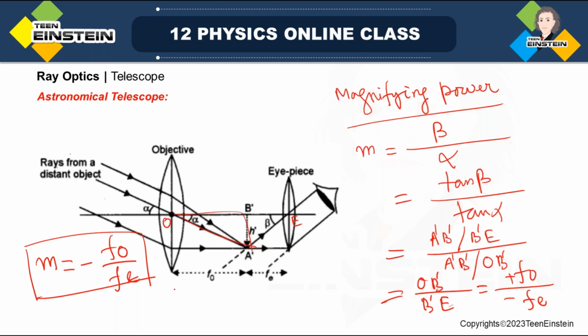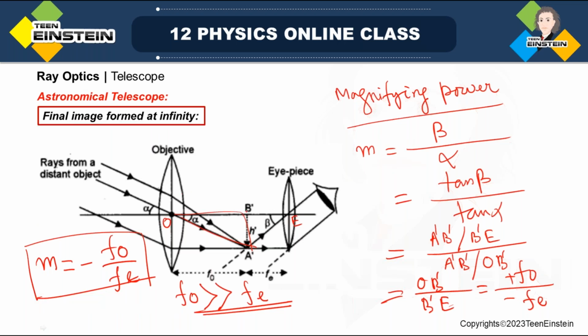Okay. So in this case also, the magnifying power will be larger if the focal length of the objective is much larger than the focal length of the eyepiece. So this is all about astronomical telescopes and their uses at different settings. Okay, so I'm not going to repeat it here again. Just an overview of what we have done.